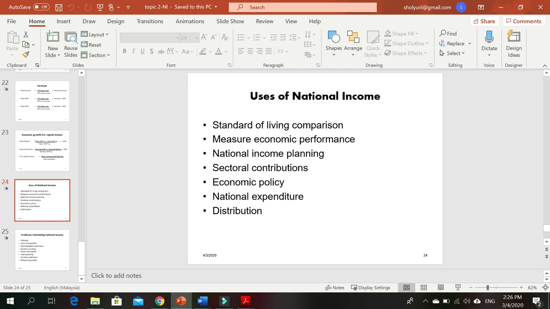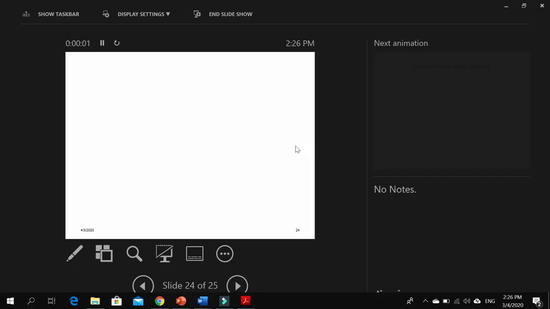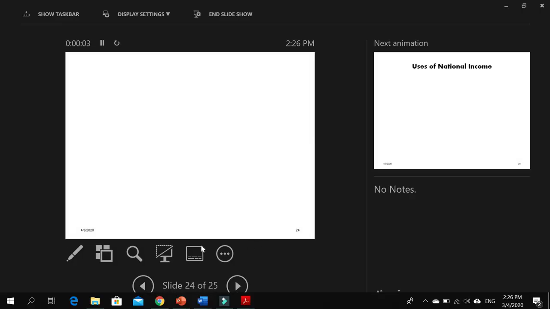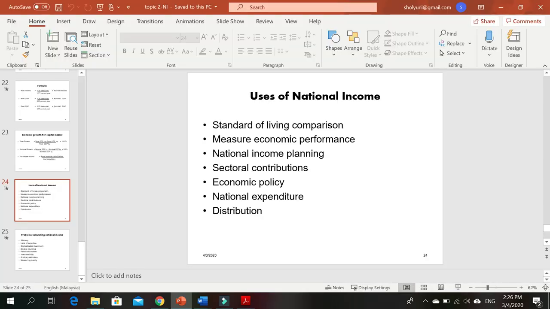Okay? So first of all, what are the uses of national income? Why do we use national income? I cannot edit it because it is a screen recording, so I will cancel that and just show it like this. It's okay, you can see this here.